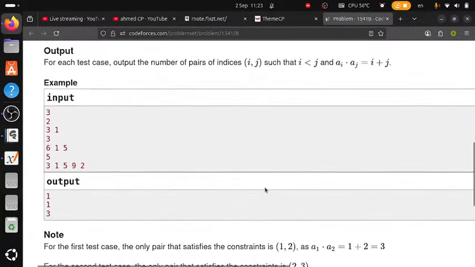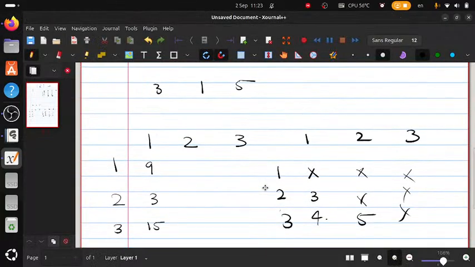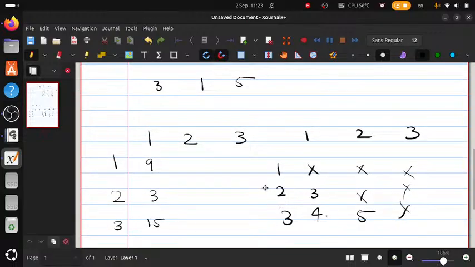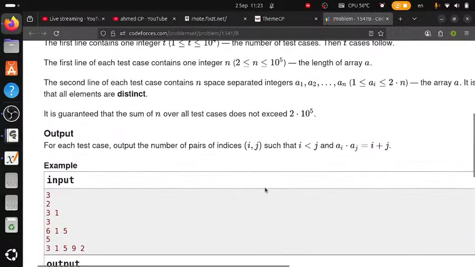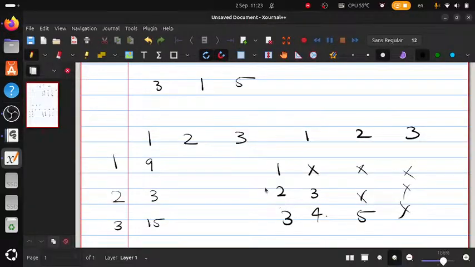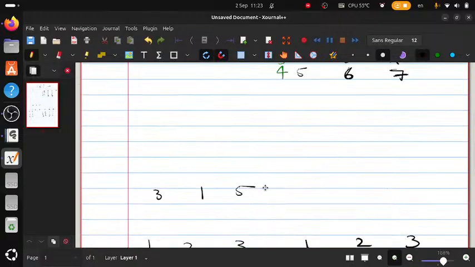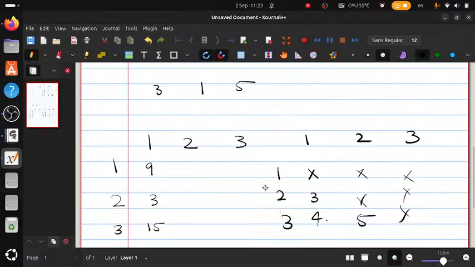How am I supposed to solve this, man? So this is actually a decently hard problem. 2 and 1 is 3. 2 and 2 is 1. 2 and 3 is 5. 3 and 1 is 15.